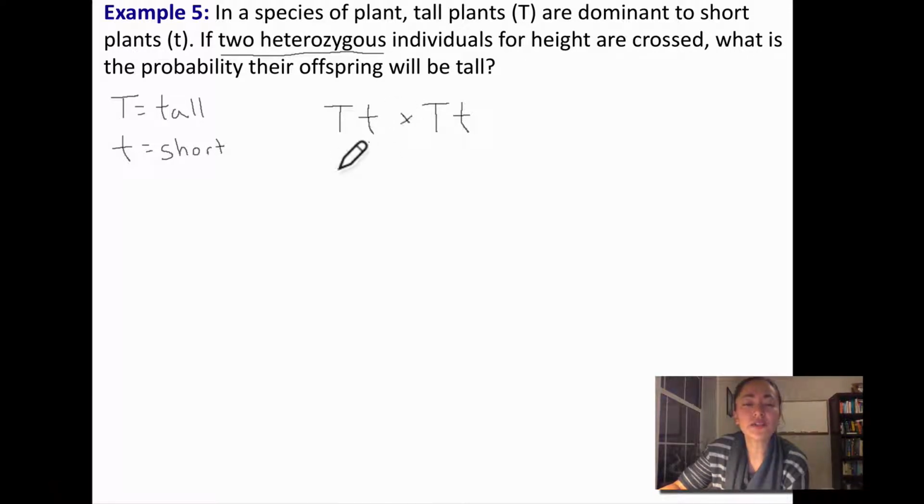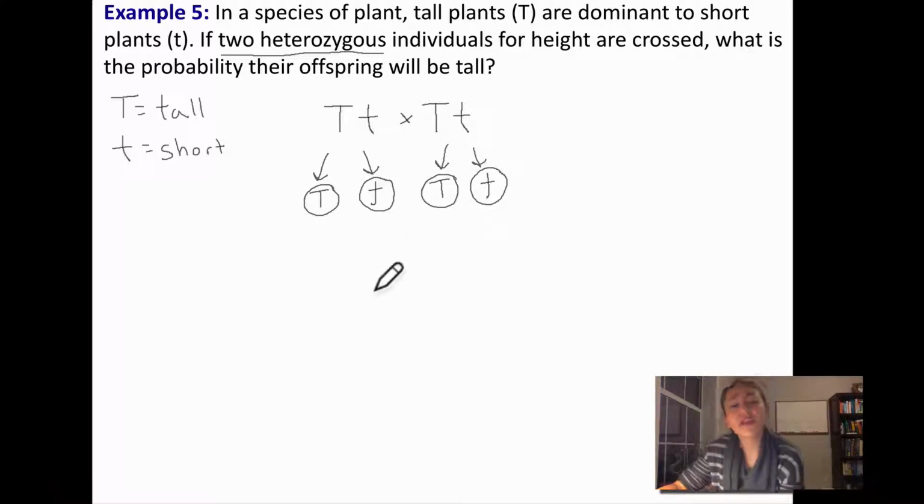We know each parent is going to have 2 copies of a gene. And the first step we're always going to do is figure out what gametes they can make. So this individual could make a gamete with a big T or a gamete with a little t. This individual here could also make a gamete with a big T or a gamete with a little t. Now that we know what gametes they can make, we can look at what possible offspring they could make from different fertilization events. So this parent could give a big T or a little t to their offspring.